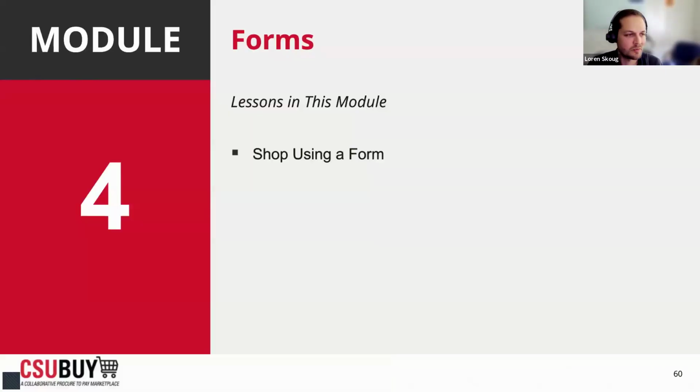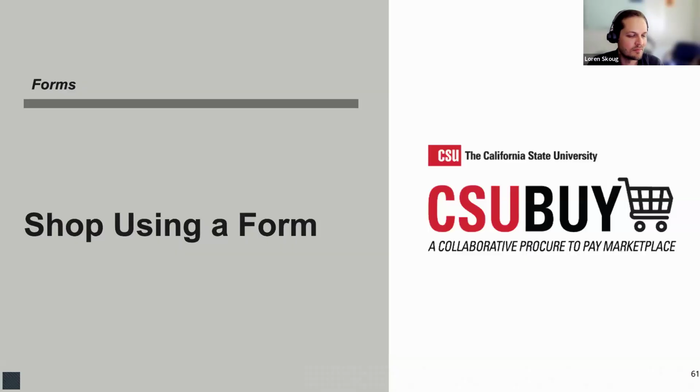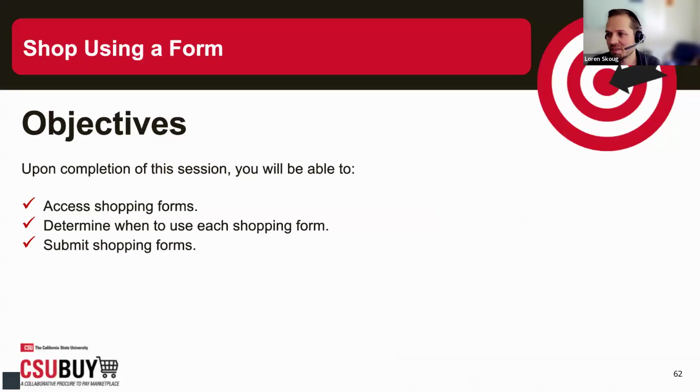Okay, so forms. A form is something that you would use for any vendor that is not a punch out vendor. So, for example, that All Pro Building Services. If they were approved in the system and I wanted to place an order with them, I would have to use a form. It's essentially a manual way of doing it.